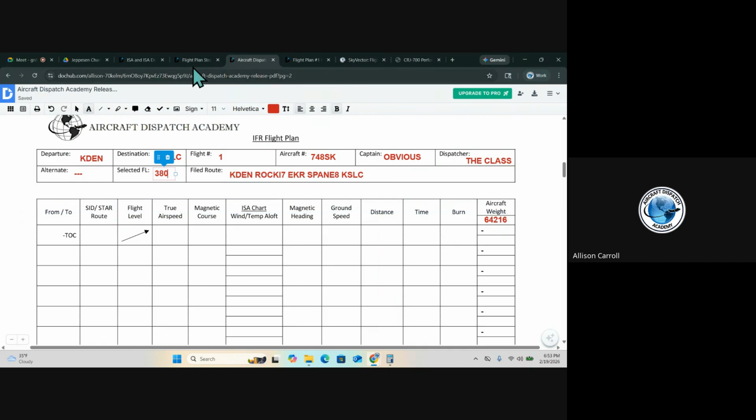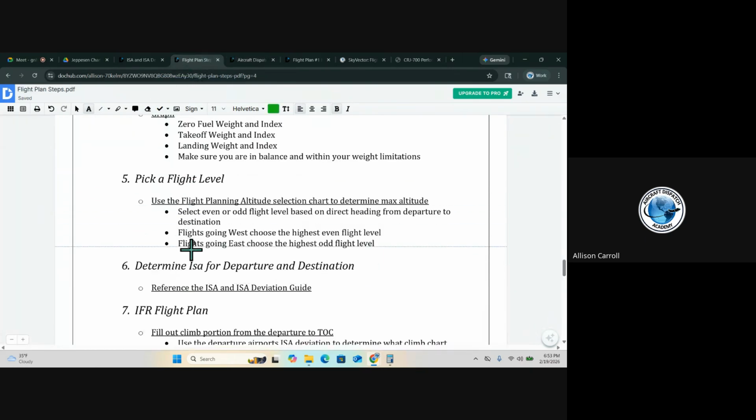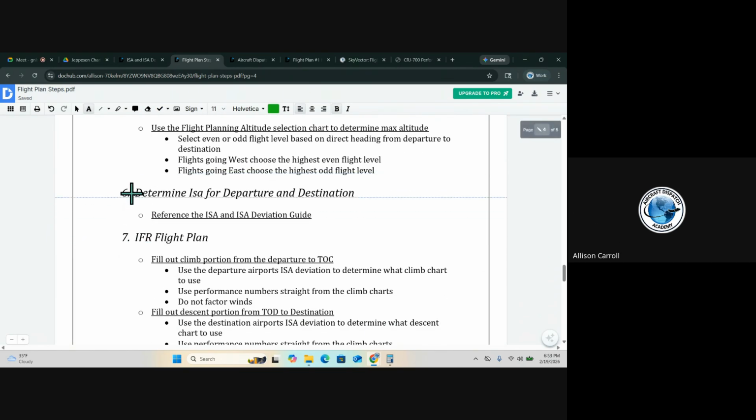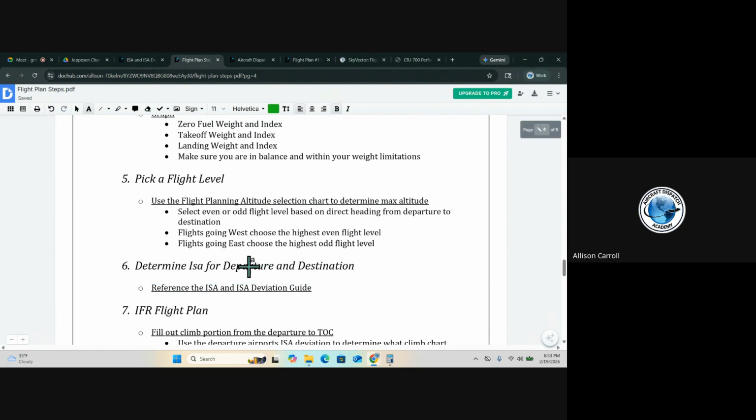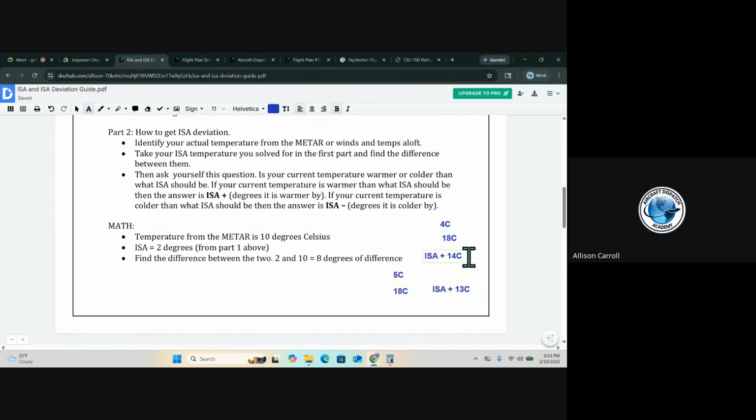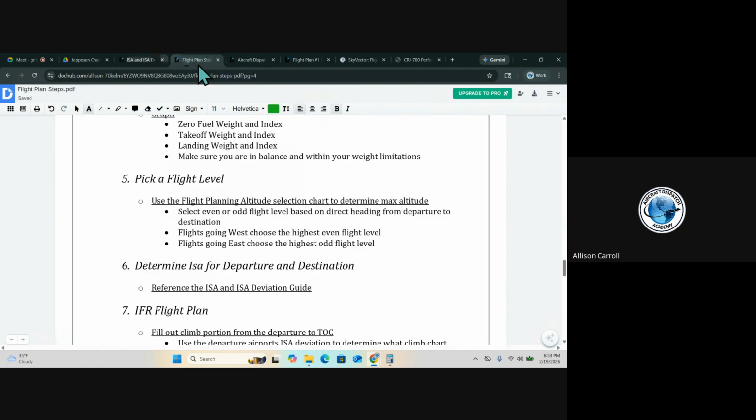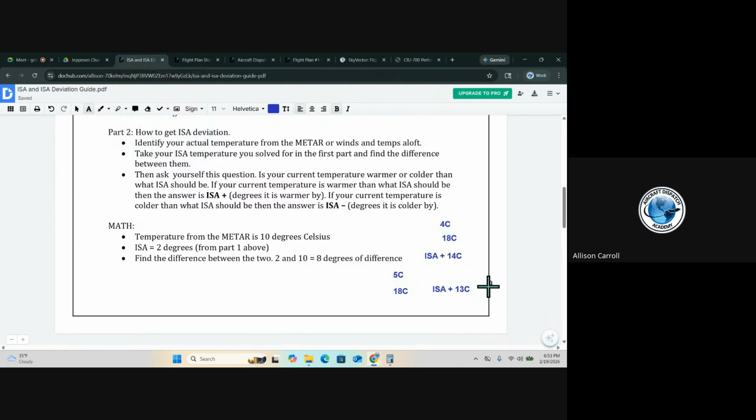Okay, we just picked a flight level. We can go all the way up to 38,000 feet. All right, now the next step is determine ISA for departure and destination. Well, guess what? We just figured out ISA for our departure because we had to do it for Denver. So now we need to do it for Salt Lake. So now we're going to go through the same exact process.